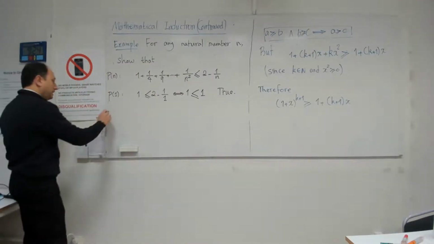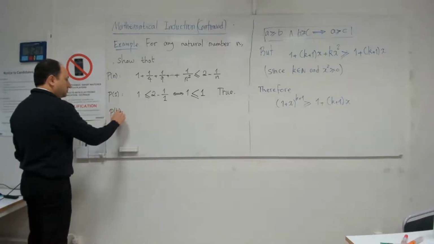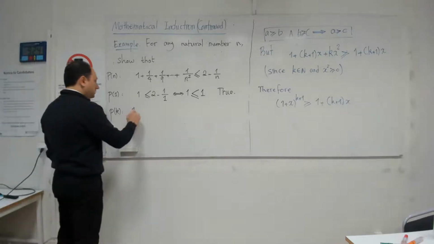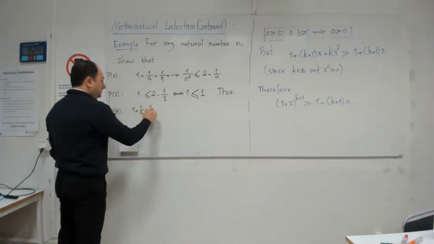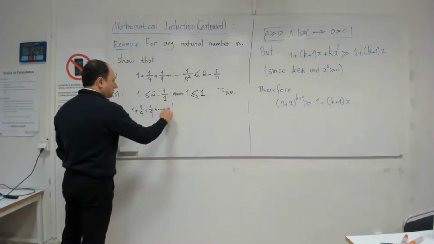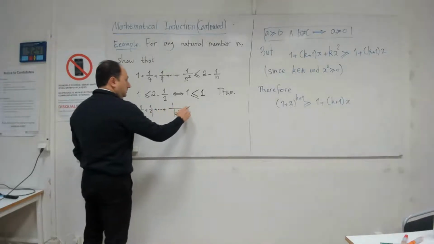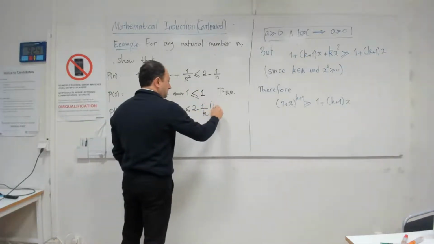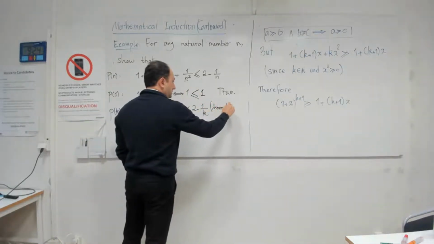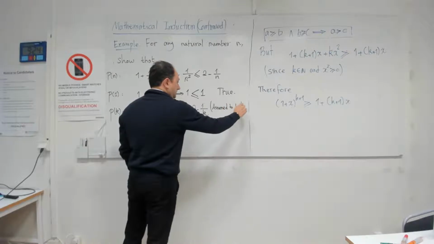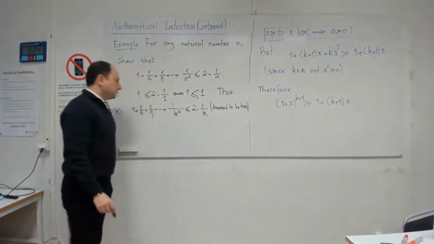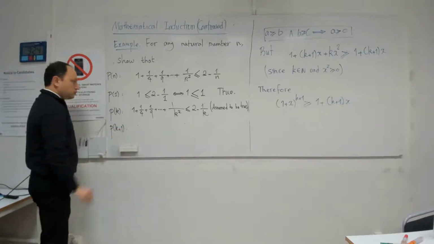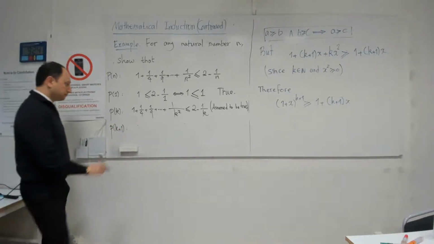Okay, now Pk. Pk is the simplest one, yes? You just replace letter n with k everywhere. Just let us do it quickly. So this is assumed to be true, yes? What is Pk plus 1? So Pk plus 1, I need to replace k with k plus 1.